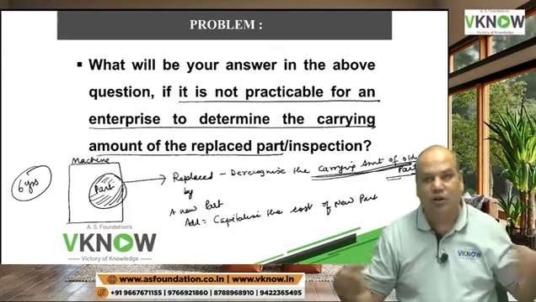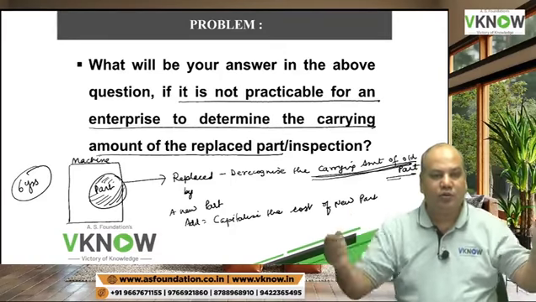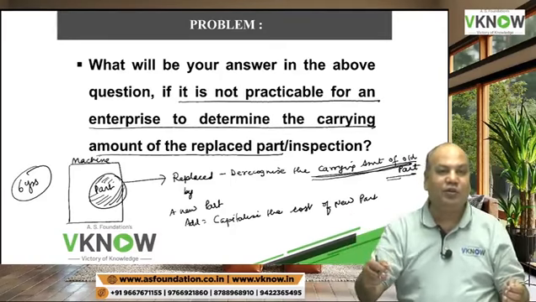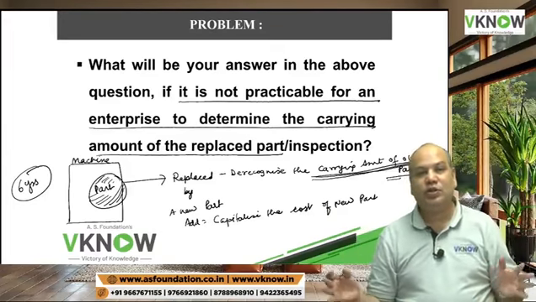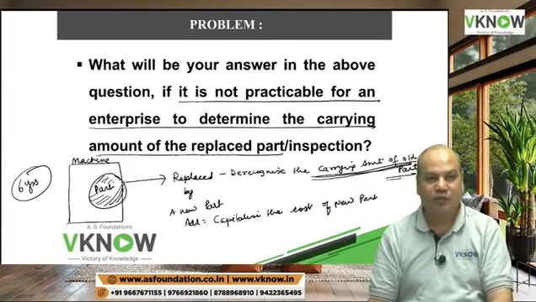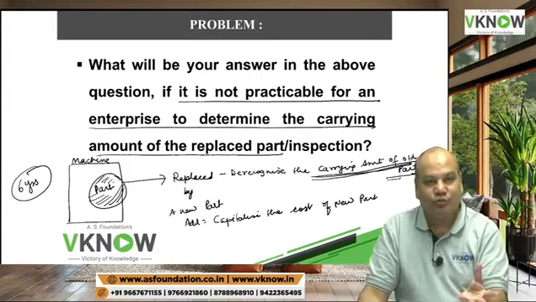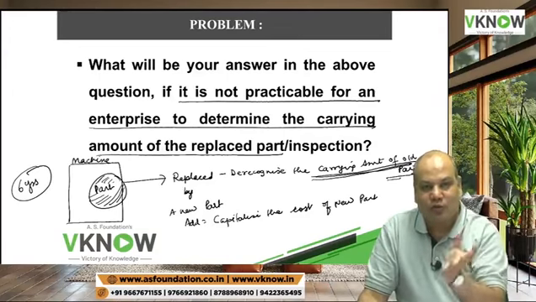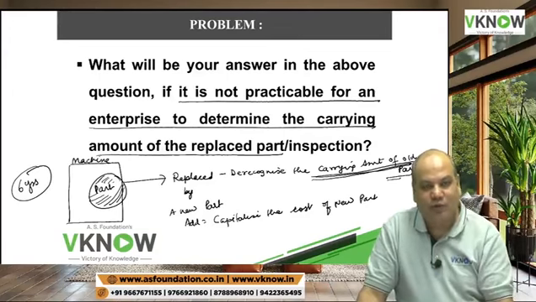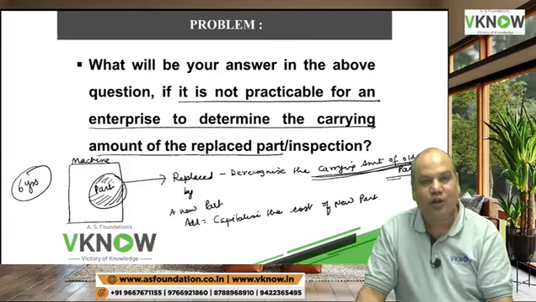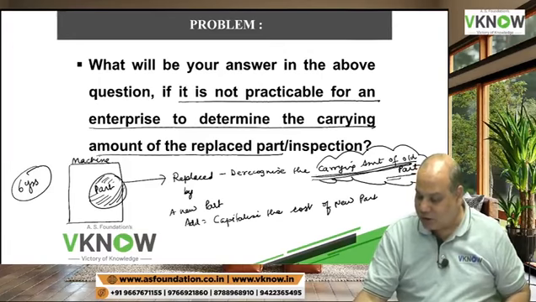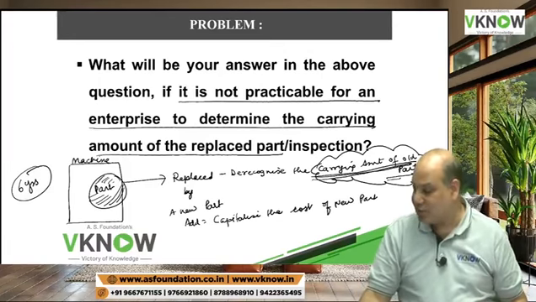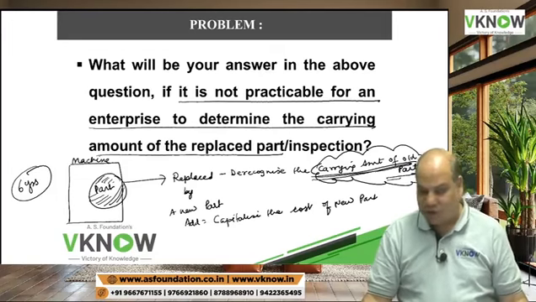Because I purchased the car, I was driving the car, this is a scooter. So I was driving the car. After 6 years, I realized I have to replace the tires. But I don't know what is the cost of the tire that was paid for at that time. How do I calculate the carrying amount of the part which is replaced? Please give me your suggestion.